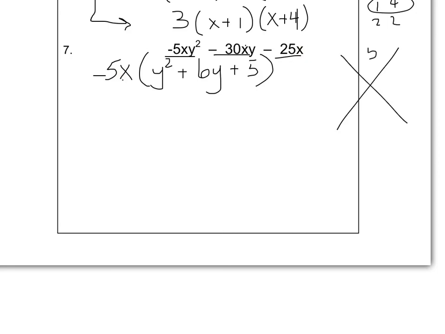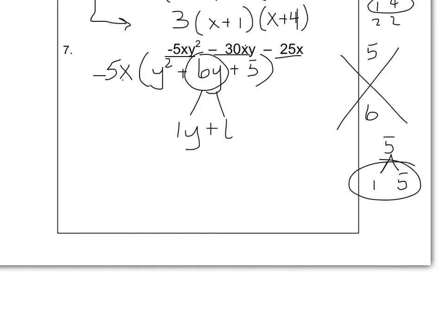So, I need factors of 5 that add to 6. Well, there's only one way to make 5, and that's 1 and 5, because 5 is a prime number, so only one will go into it. So those are my two factors. So break this guy down into a 1y and a 6y. Bring down the 5. Bring down the y squared.